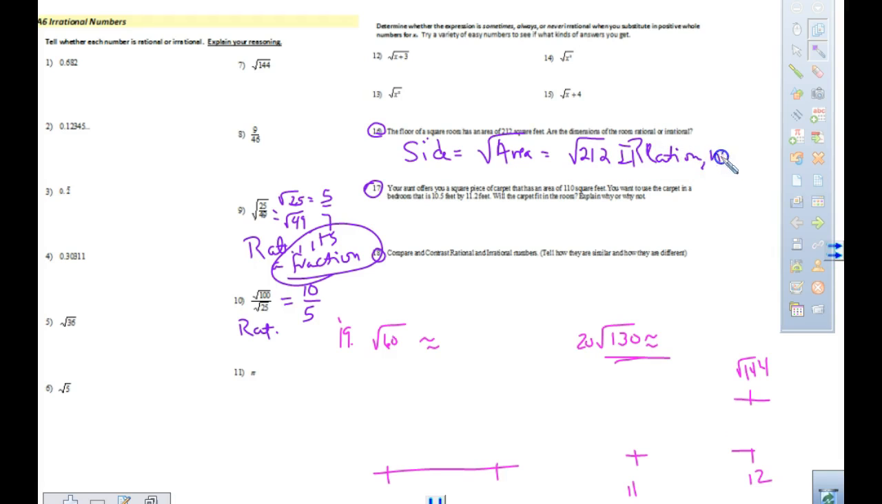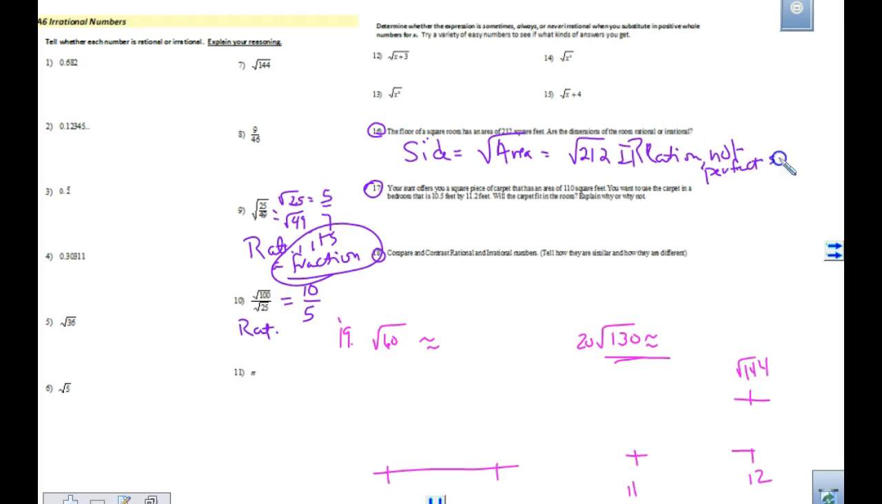Why? Not a perfect square, right? Can't be written as a fraction. Okay? Not a perfect square. It's a decimal that never repeats and never ends. Anything like that, right? Does that make sense? We're looking at that? Okay?